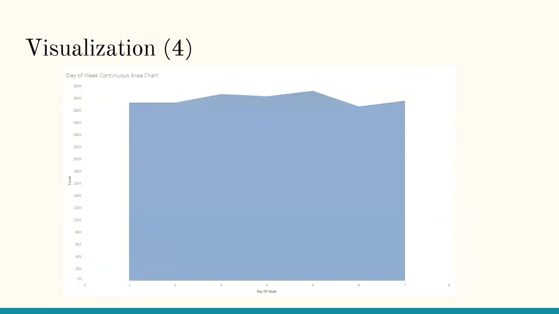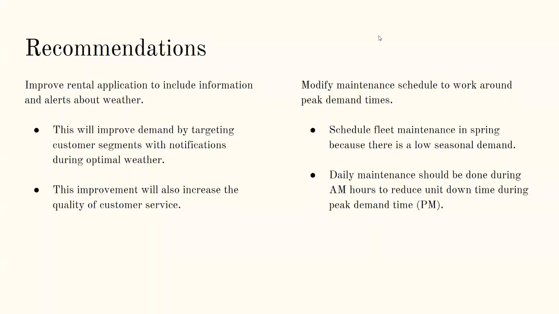And the last chart is a day of the week continuous area chart. This chart shows us the total number of rentals depending on the day of the week. This allows us to offer special promotions on days that typically have the lowest number of rentals. After looking over the visualizations, we were able to come up with 2 business recommendations for the bike rental service.